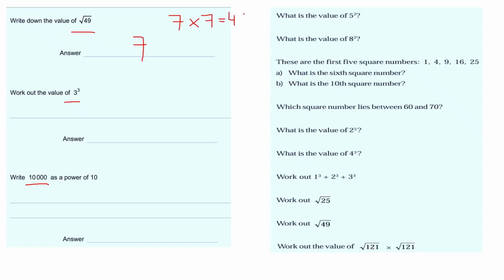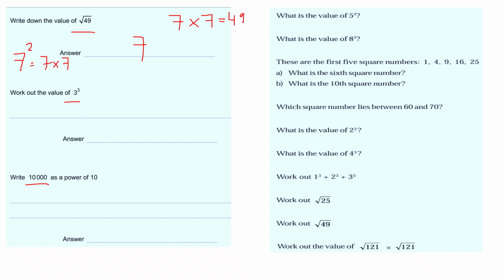Okay, so you might see me write 7 to the power of 2. That just means 7 squared, so it means 7 times 7, which is 49. So that means the square root of 49 is going to be 7. So the square root is the opposite, the inverse, to squaring. The opposite of squaring something is the square root and vice versa.